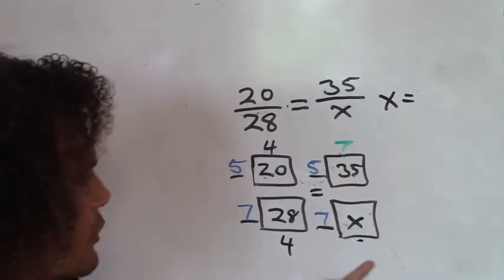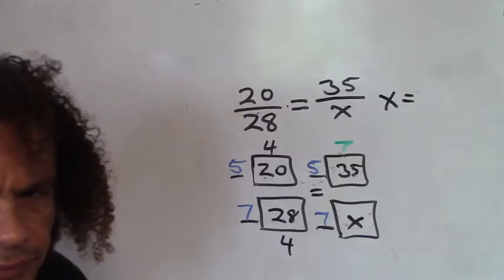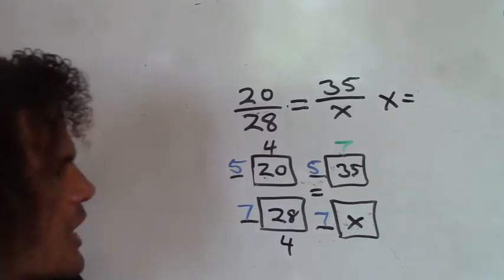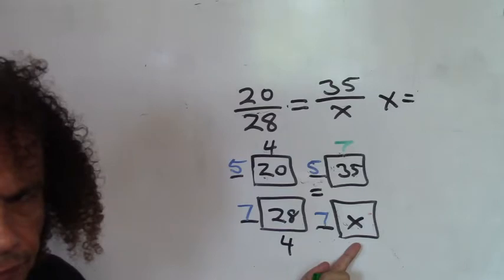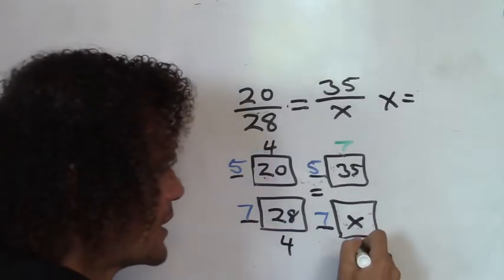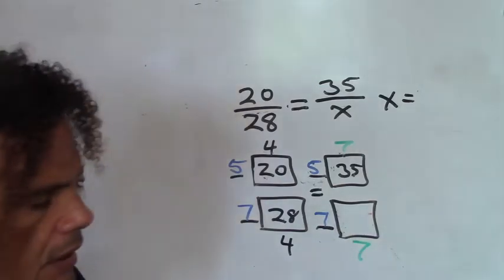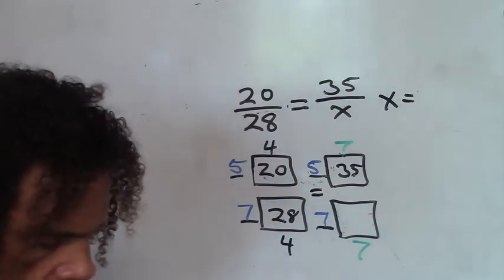Now, once again, can I move the top over without moving the bottom? Same answer every time. No. I cannot. So this has to be 7 also. So what's 7 times 7? 7 times 7 is 49.